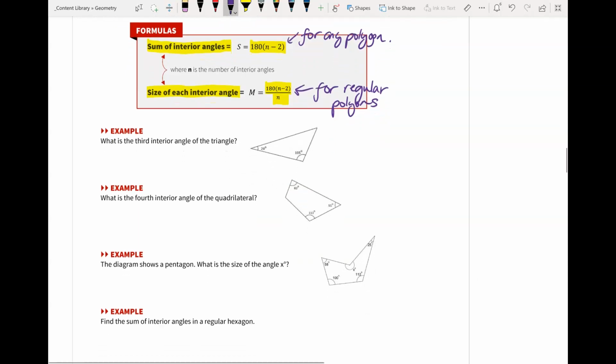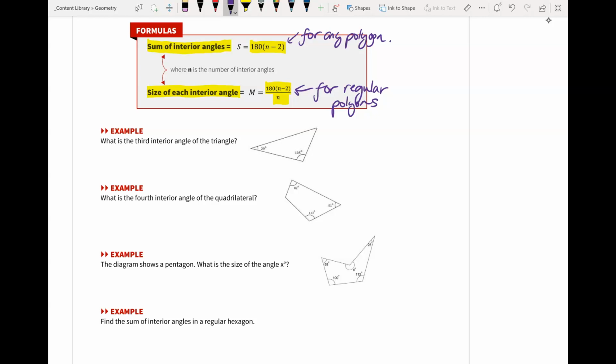So let's look at examples of how we can use these two formulas. I want to find the interior angle of a triangle. Well, we already know from our very last unit in trigonometry that if we add the three angles together, we are going to get 180 degrees in a triangle.